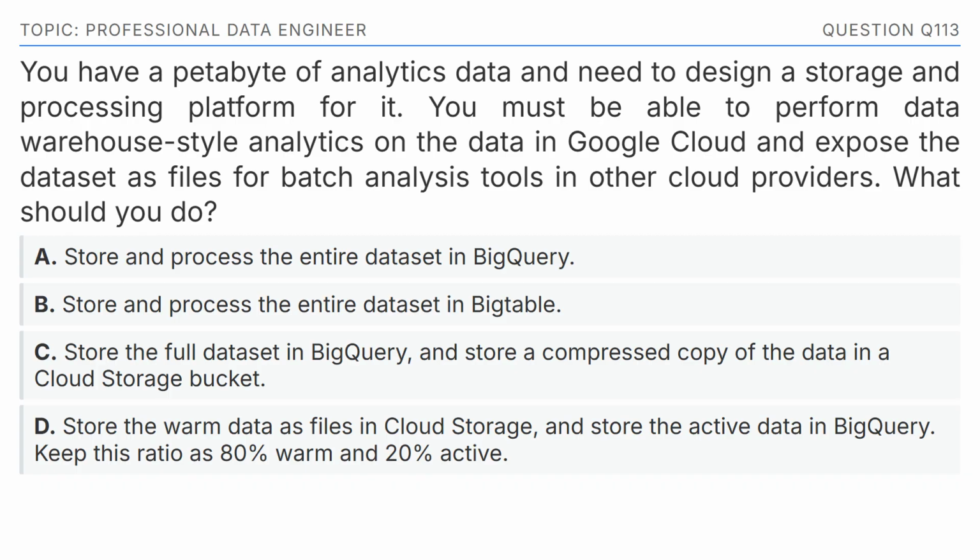Option B, store and process the entire dataset in Bigtable. Option C, store the full dataset in BigQuery and store a compressed copy of the data in a cloud storage bucket. Option D, store the warm data as files in cloud storage and store the active data in BigQuery. Keep this ratio as 80% warm and 20% active.